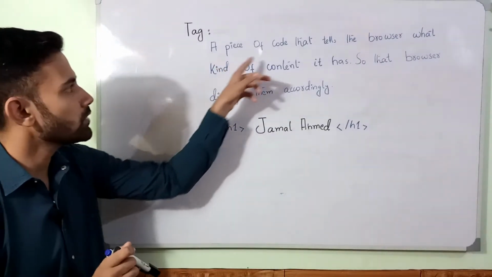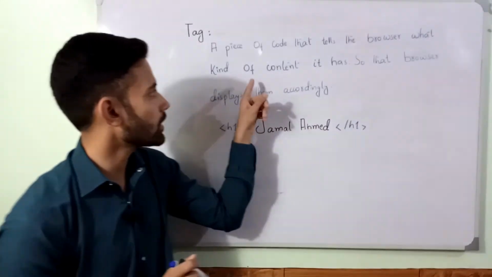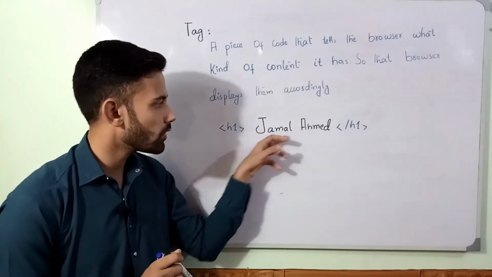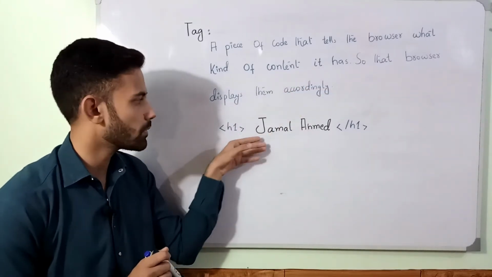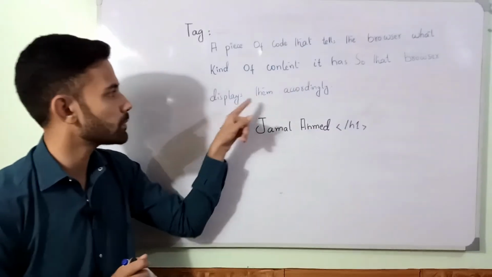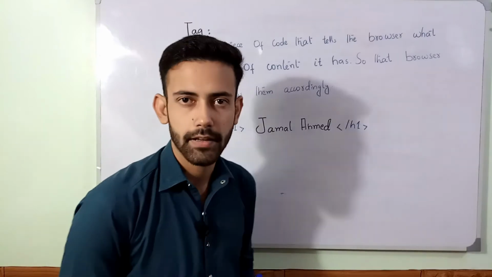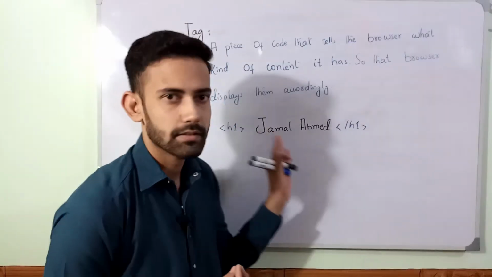So a piece of code that tells the browser what kind of content it has, here it is telling the browser that the kind of content is a heading, so that the browser displays it accordingly. So the browser will display it as a heading. This is known as a tag.